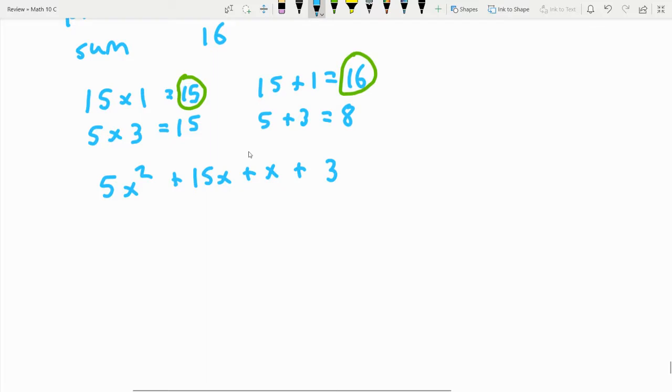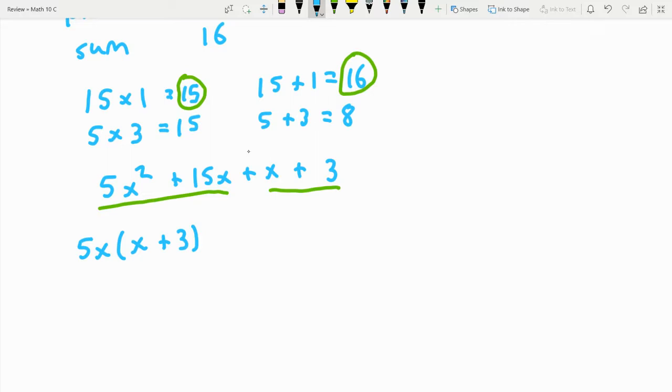Now that I have it in this form, I want to consider these two terms and these two terms separately, and try to divide out a greatest common factor from each of them. So let's consider the first one, 5x squared plus 15x. I believe 5 and x are common, so I would divide those out. What I should have left inside would be x plus 3. And for my next term, I don't believe there is a greatest common factor to divide out, so I would just leave that as x plus 3.